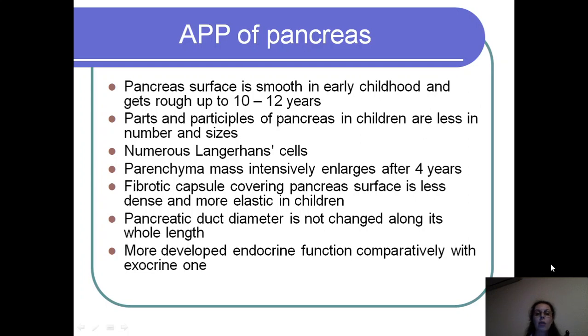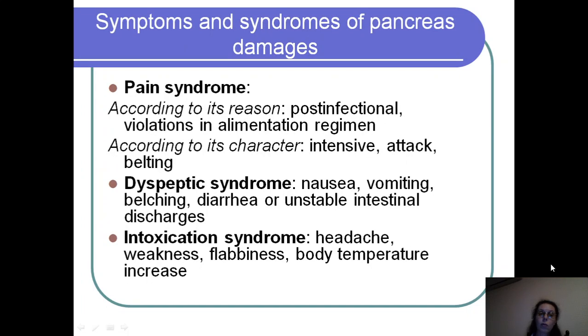Fibrotic capsule covering pancreas surface is less dense and more elastic in children. Pancreatic duct diameter is not changed along its whole length. More developed endocrine function comparatively with exocrine. We may say that actually out of all digestive system organs, the pancreas maturates for the longer period of time in general, and sometimes it's completely formed only after 12 to 20 years of child's life.